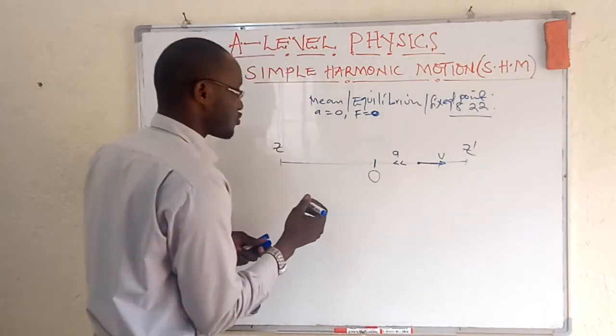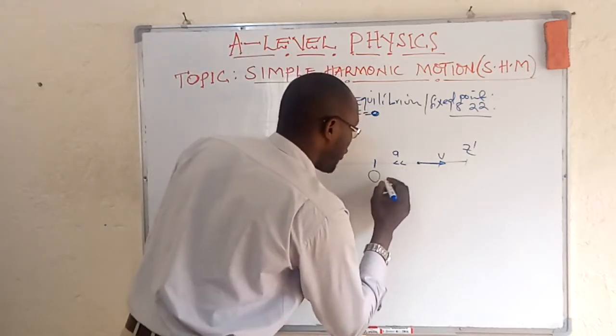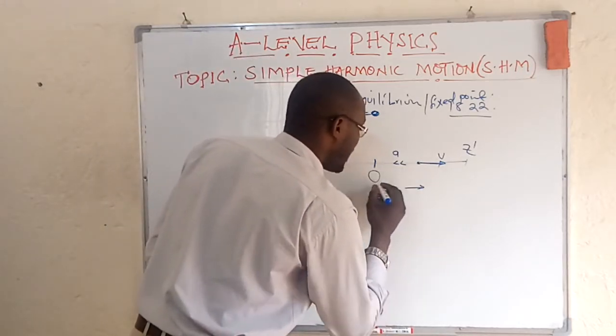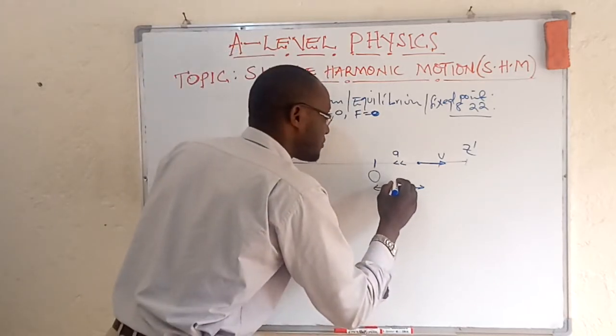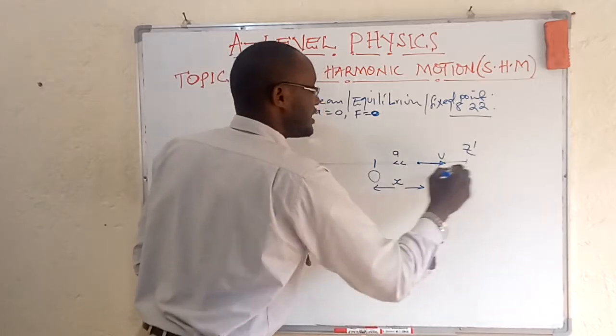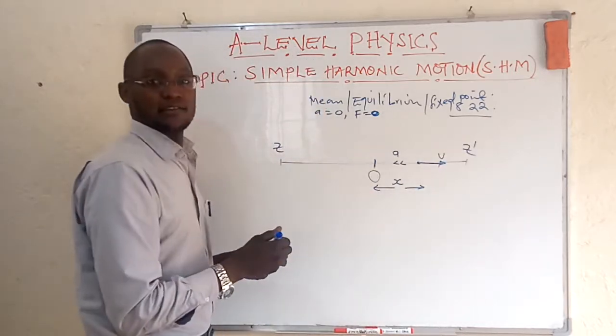So what are we trying to see now? We are going to see that the displacement from the mean position up to where the particle is at a time t is what we call the displacement. Since we are dealing with the linear horizontal, we can give it x in reference to the x-axis. So this is the displacement x.